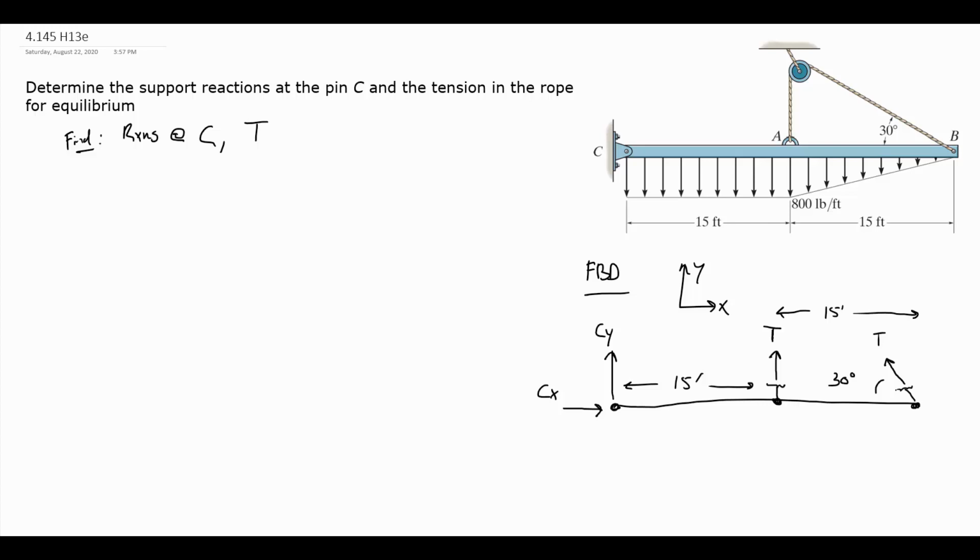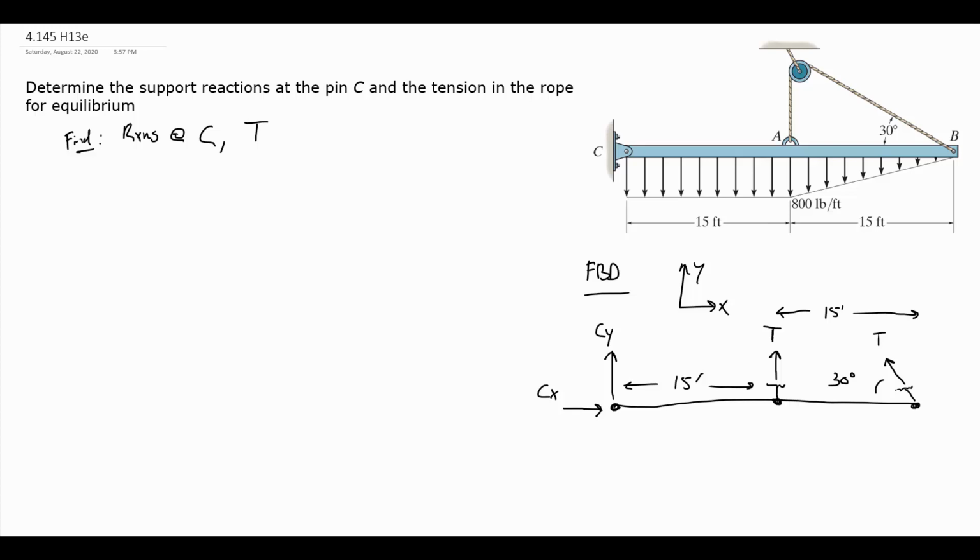So we have a loading that goes from C to A that is uniform, or rectangular, over a 15-foot span. Its intensity over that whole span is 800 pounds per foot. And then from A to B, it's linearly decreasing, starting at an intensity of 800 pounds per foot and going down to 0. We can also call that a triangularly distributed load.